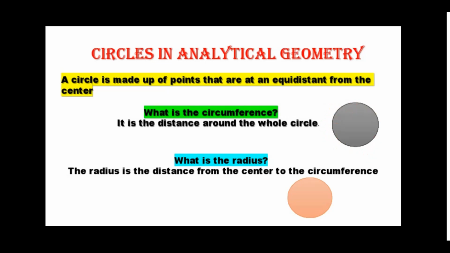And what is our radius? The radius is the distance from the center to the circumference. So if this is my center there, the radius is the distance from that center going to the circumference. So that is my radius. And the circumference would be the distance around the whole circle. So that is my circumference and that is my radius.